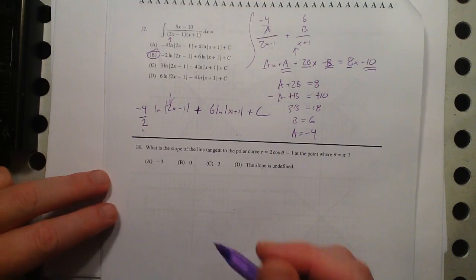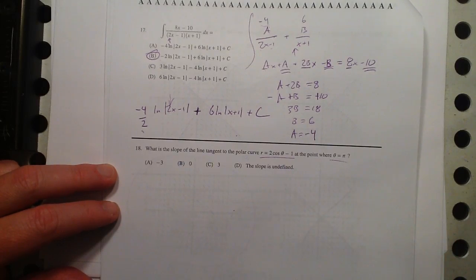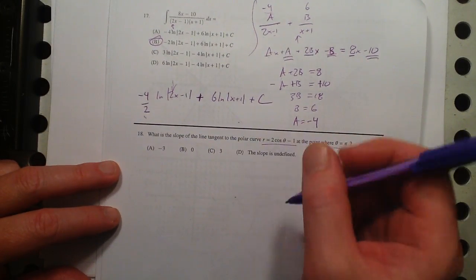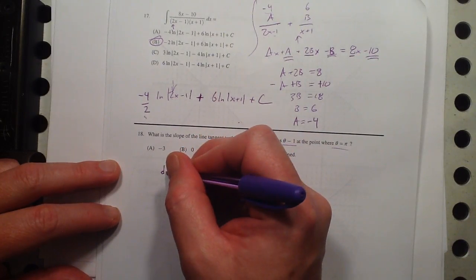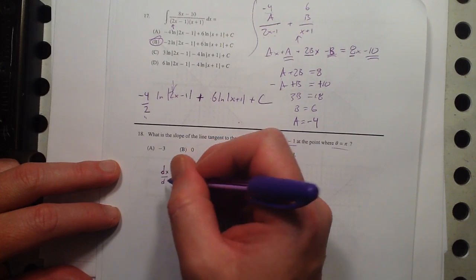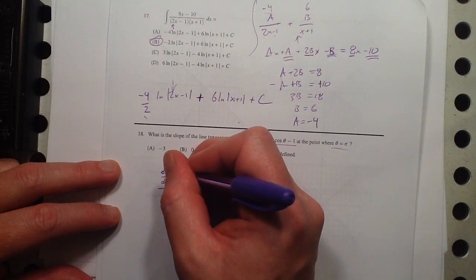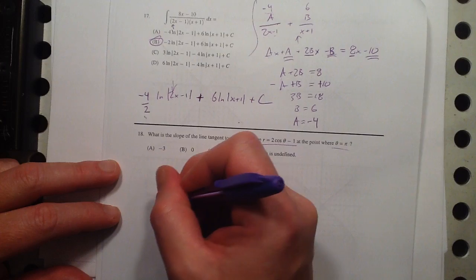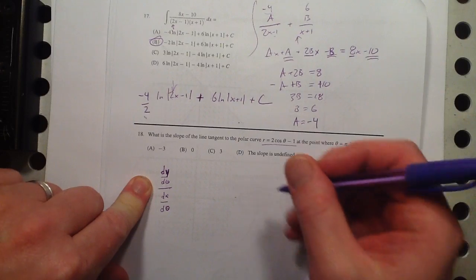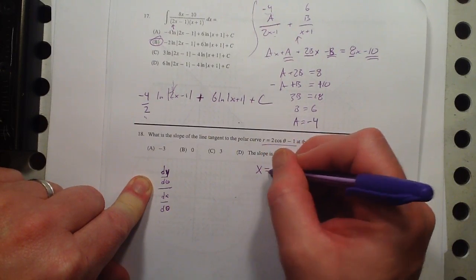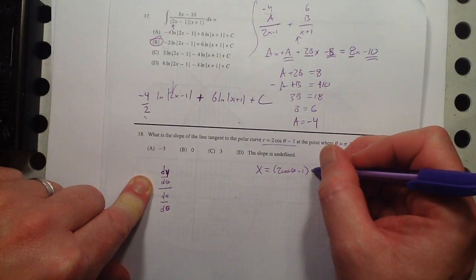All right, number 18. What is the slope of the tangent line to this polar curve at this point? Slope of a tangent of a polar curve is dx d theta over dy d theta, just kidding, dy d theta over dx d theta, because that's dy dx. So I need to find x and y, and I know that for polar curves, x is equal to r cosine theta.